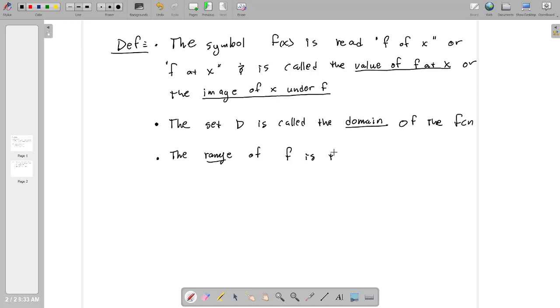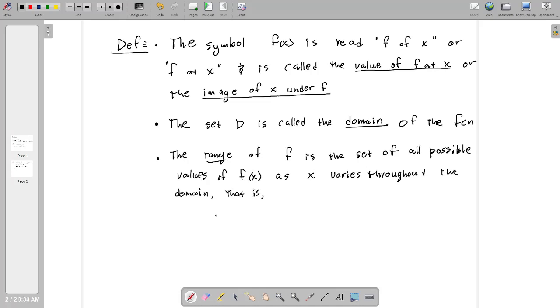The range of f is the set of all possible values of f of x as x varies throughout the domain. That is, R is equal to range of f, which is equal to the set f of x, such that x is an element of the domain D. Here, the domain is just the values that x is allowed to be according to the function. We'll talk about this some more in a bit. The range is the image after x.